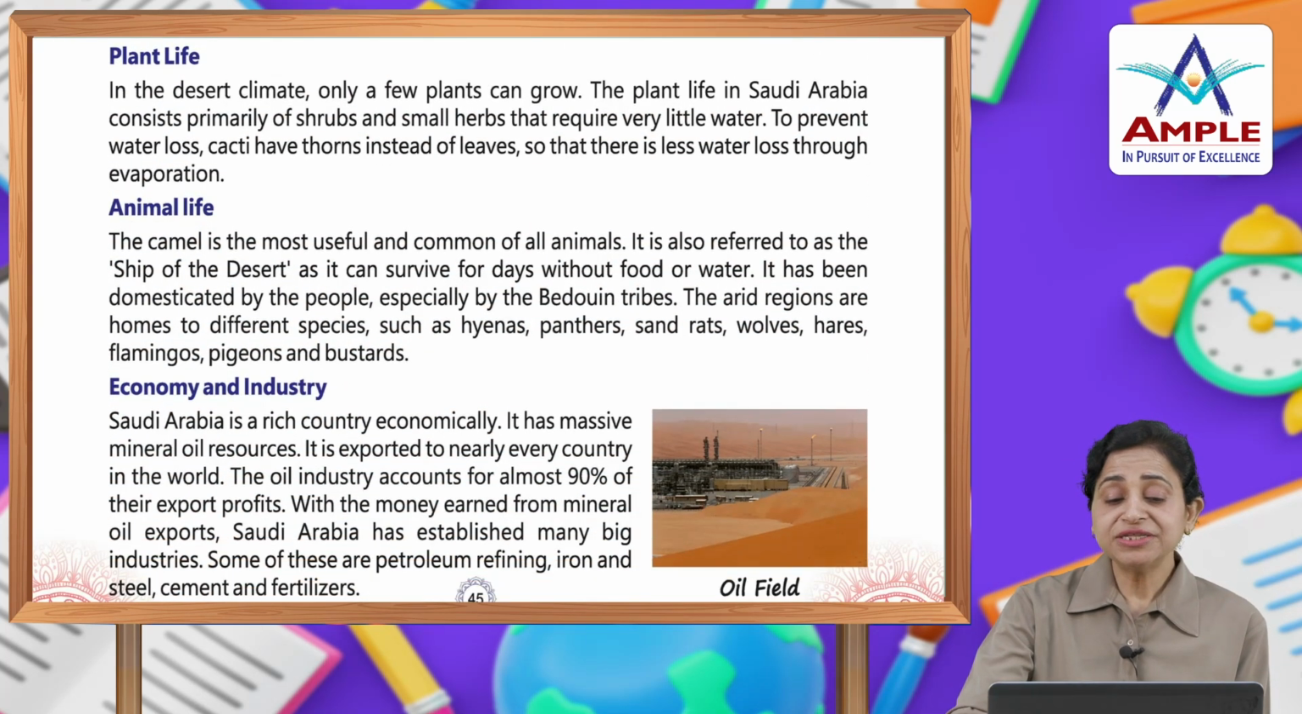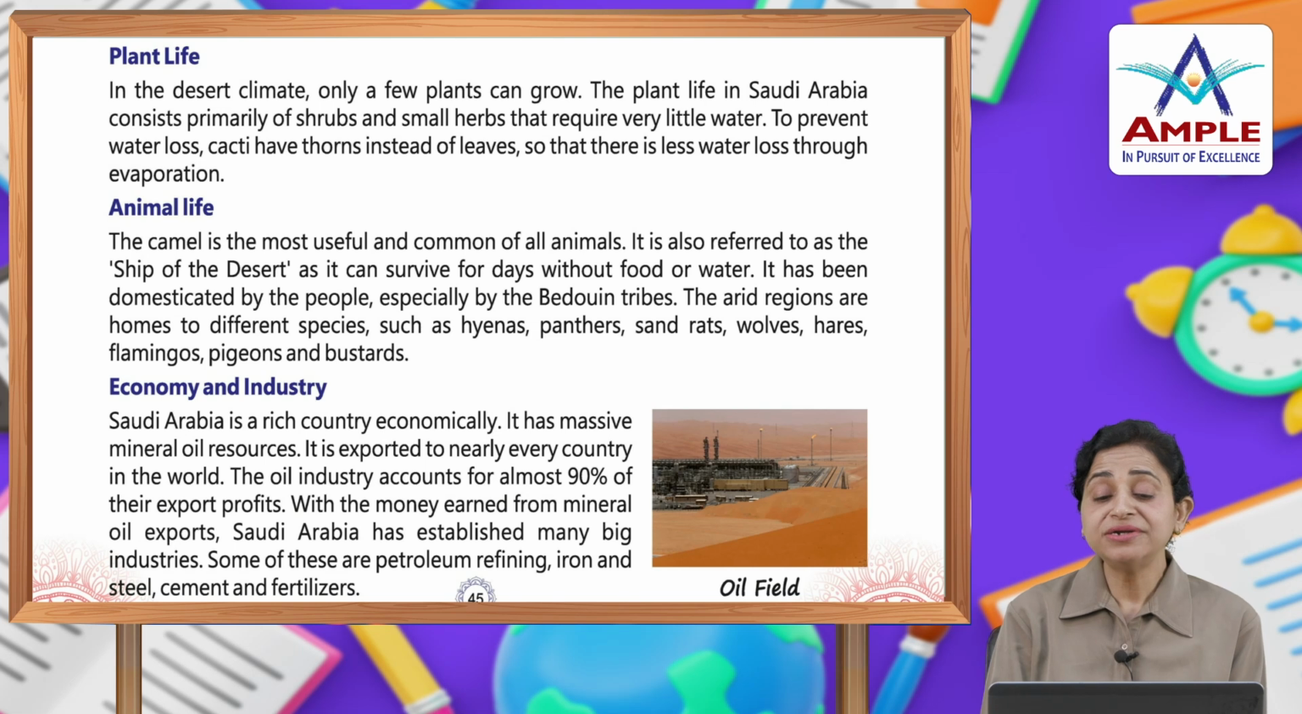Plant life in the desert climate: only a few plants can grow. The plant life in Saudi Arabia consists primarily of shrubs and small herbs that require very little water. To prevent water loss, cacti have thorns instead of leaves so that there is less water loss through evaporation.